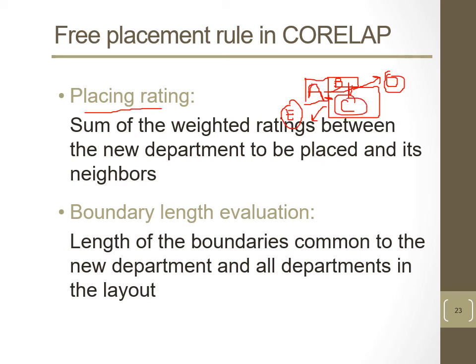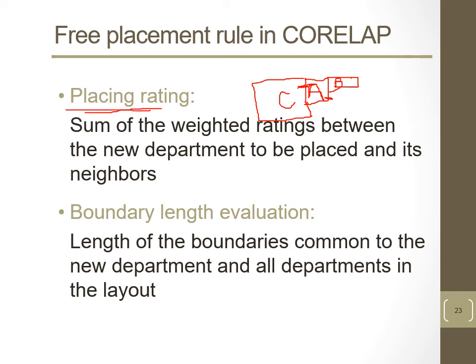But in fact, if alternatively you place department C here, now C is not a neighbor of B, but a neighbor of only A. Then the placing rating will only be equal to the weight of the relationship between A and C. Okay, this is placing rating.